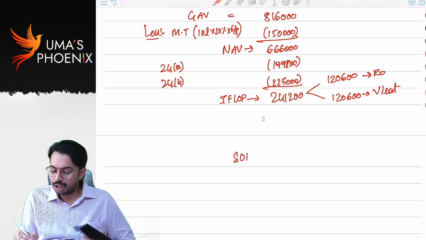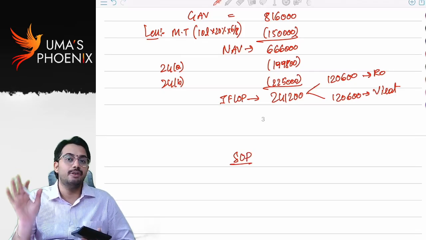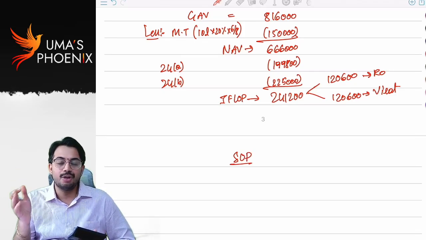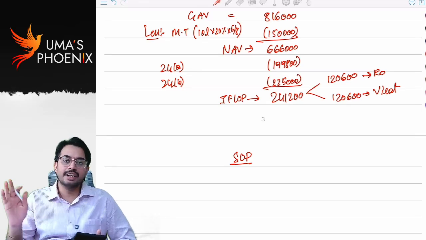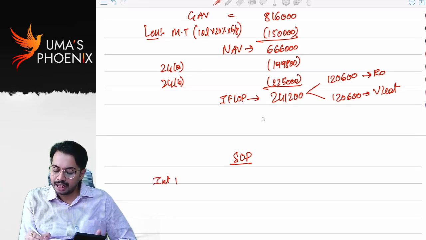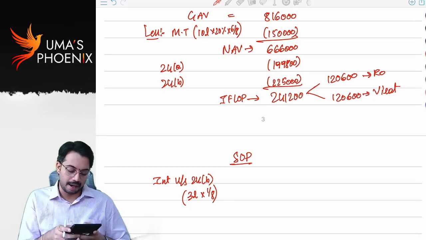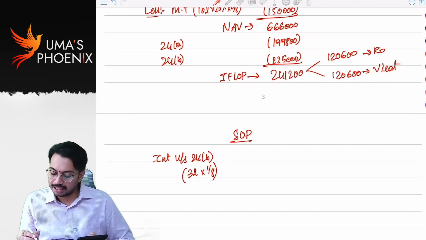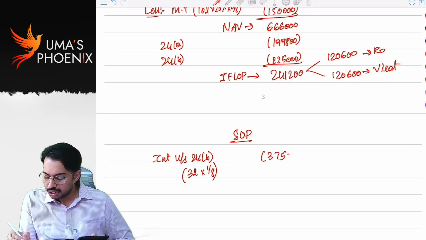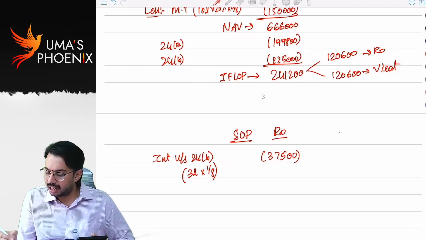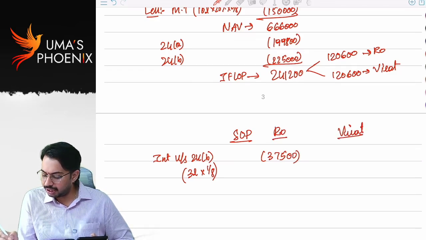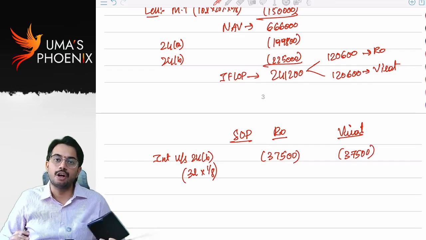In case of self-occupied property, gross annual value nil, municipal taxes 0, net annual value nil, standard deduction not allowed. Only thing allowed is interest under section 24B. How much? 3 lakhs into 1 by 8, because only one unit is occupied. 3 lakh by 8, 37,500. So for Rohit, 37,500. For Virat, 37,500. Okay. So this is loss from self-occupied property.